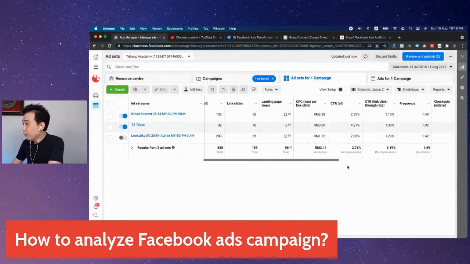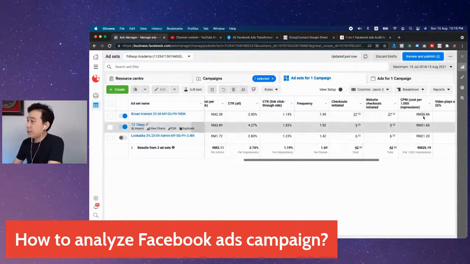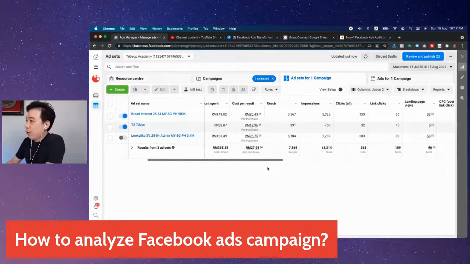So let's say just now we were looking at the CPM. Where's my CPM? Okay, my CPM is 26 ringgit. So on average, I'm able to reach about 100, and I'm able to get people to see my ads 1,000 times. Every time I show 1,000 times, I will be paying about 26 ringgit over here. So I will look at the reach and impressions.